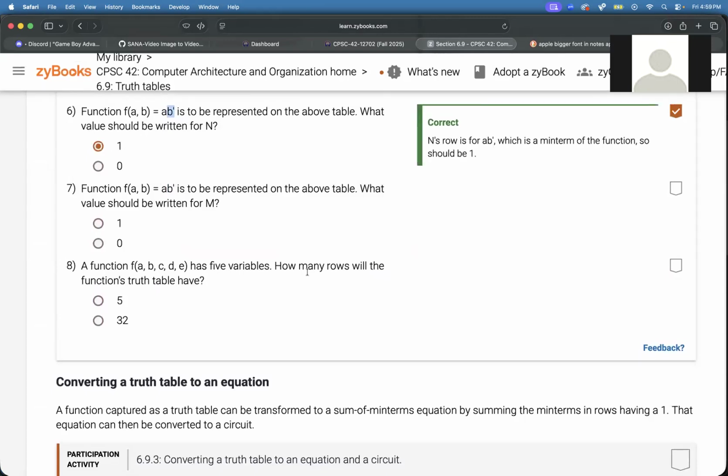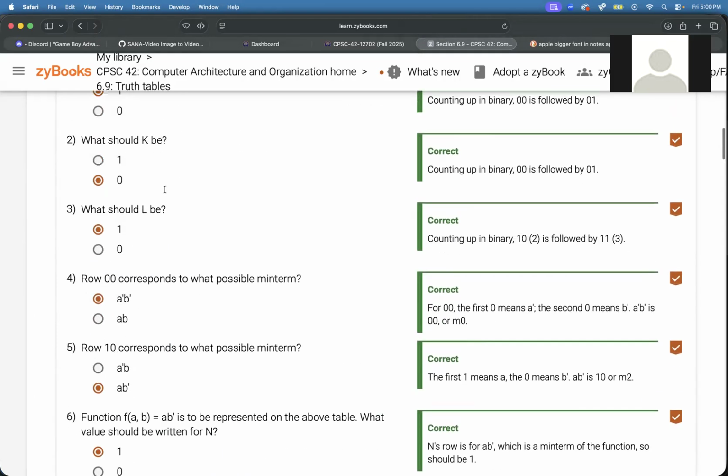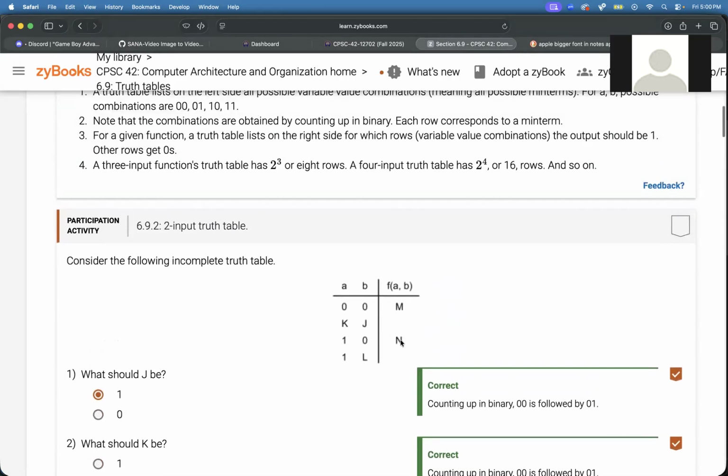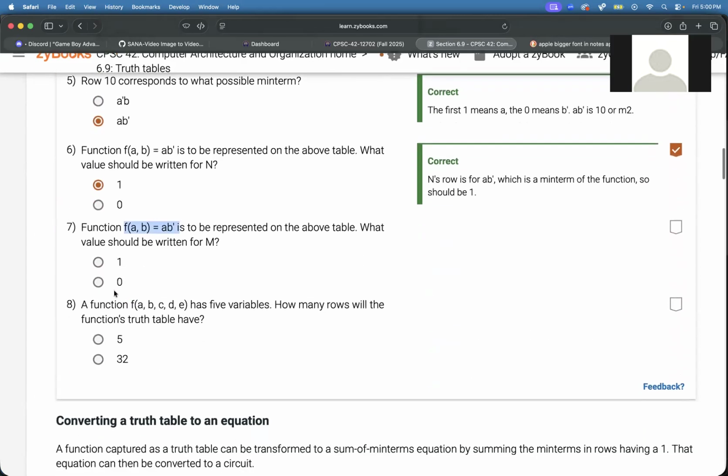So we've done this already, actually, just not with the M1, M2 kind of notation. If the function was A not B, what would M be? Well, you would find the spot corresponding to A not B and fill it in with a 1. Every other row would be 0. So if this one is a 1, then all the rest would be zeros, including M.